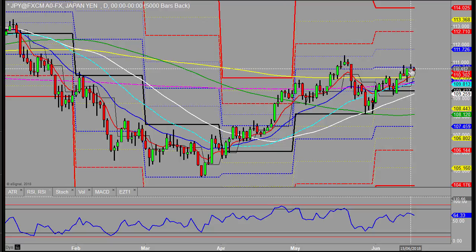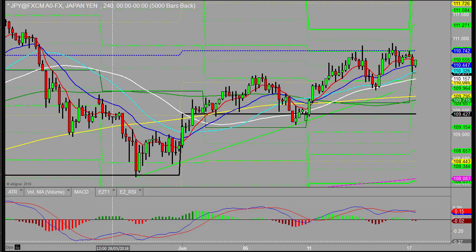I'm just looking to see if there's a bundle of options on my news. I'm just waiting for that to reload. But technically, at the moment, it looks like it's hit the weekly pivot and it's bounced off that. There is certainly potential for further upside.